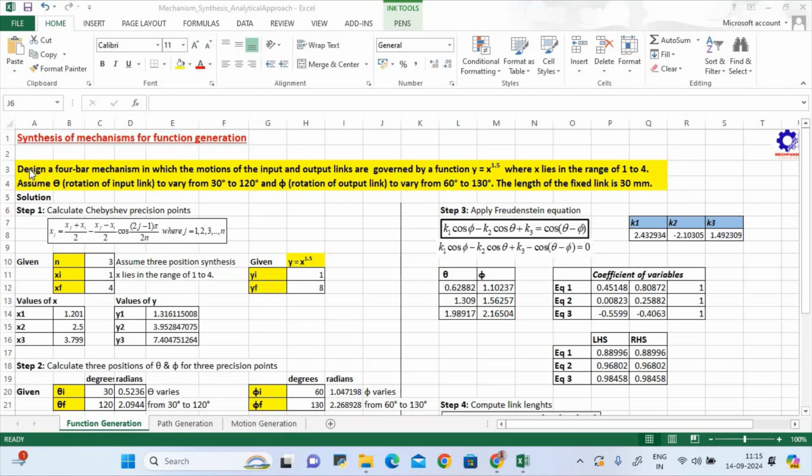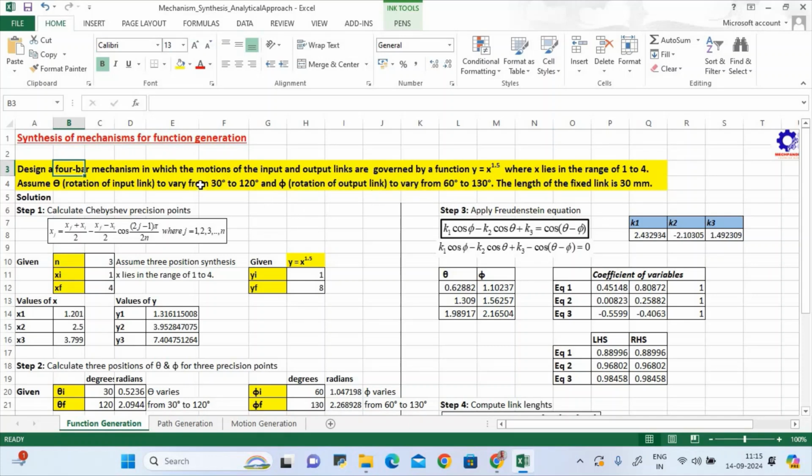So let me read out the numerical problem for you. It is asked to synthesize a 4-bar mechanism in which the motion of the input and the output links are governed by a function y equal to x to the power 1.5, where x lies in the range of 1 to 4. We are assuming that the theta rotation of input link has to vary from 30 degree to 120 degree, and similarly the phi, the rotation of output link, has to vary from 60 degree to 130 degree.